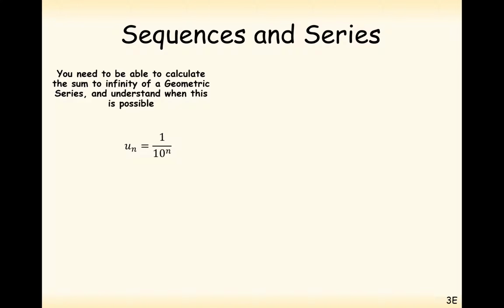Here we're looking at a sum to infinity, specifically in a geometric series, so we can answer questions from exercise 3e. What we're going to do here is set u_n equal to 1 over 10 to the power of n. So for the first four terms, this is going to be 1 over 10, 1 over 100, 1 over 1000, 1 over 10,000.